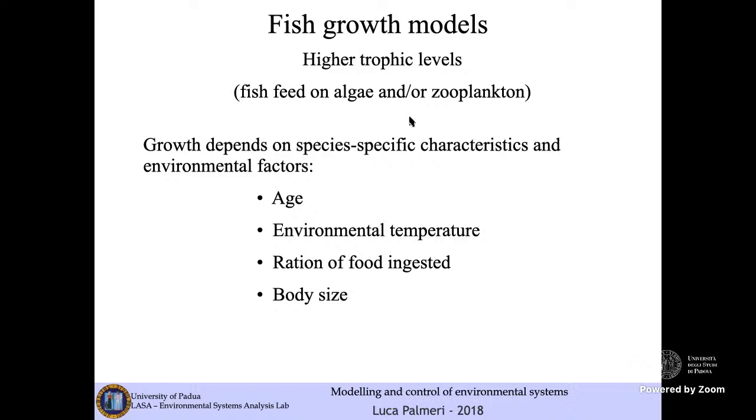That is a model that is able to describe what happens at higher trophic levels. In particular, we know that fish feed on algae and or zooplankton. So what we are doing here, we are trying to model higher trophic levels instead of primary production. You may recall that we said that the lowest trophic level is that of primary production or algal growth. The next lecture will be all devoted to developing an algal growth model. It is the base of all the trophic chain or the trophic pyramid.